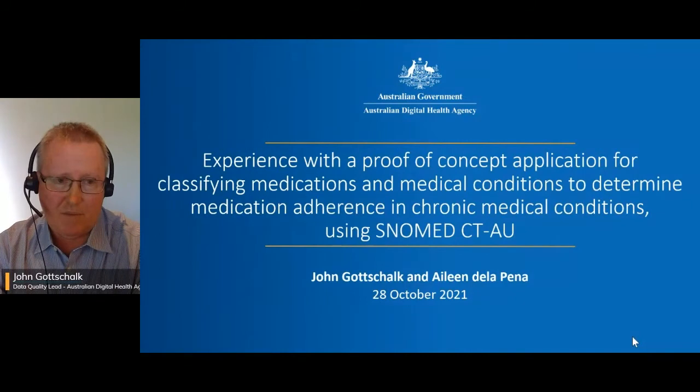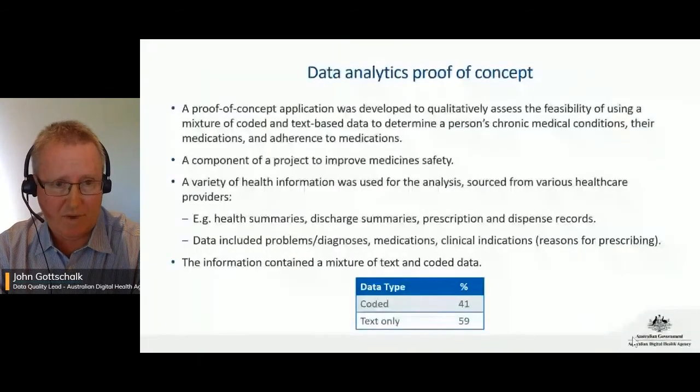The information that was used for this work came from a variety of places. Some of it authored by or created by general practitioners. Some of it came from hospitals, such as discharge summaries. There was prescription and dispense information, and there was other information included as well. We particularly wanted to look at the problem diagnosis information, the medications data, and the clinical indications, which is also referred to as reasons for prescribing. That is, what is the reason for prescribing a medicine to a person?